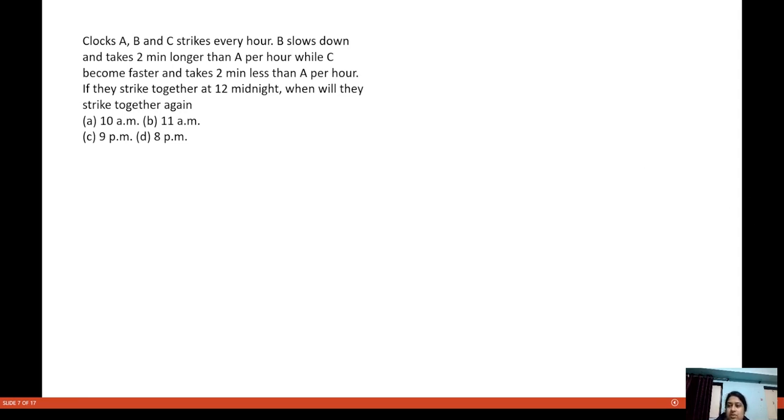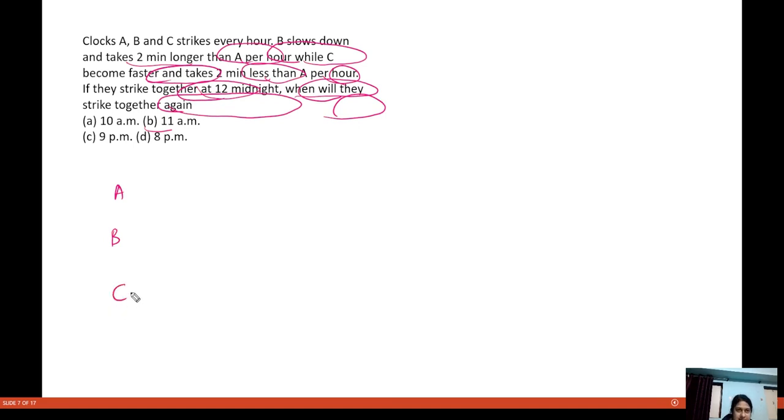Now look at this question, guys. What this question is saying: clocks A, B, and C strike every hour. B slows down and takes 2 minutes longer than A per hour, while C becomes faster and takes 2 minutes less than A per hour. If they strike together at 12 midnight, when will they strike together again? So basically we have three clocks, A, B, and C.